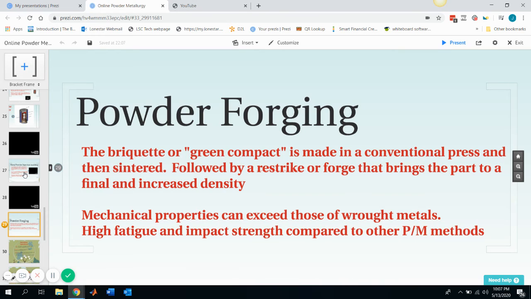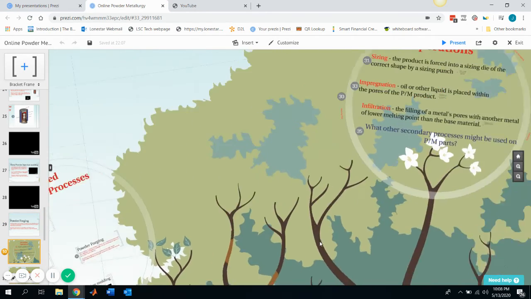Now, another process of compaction is called powder forging. And this is actually a process that can happen after a normal conventional compaction process occurs. In this process, this briquette or green compact again goes through a normal press and then it's sintered, but then right after it's restruck or forged again, and this brings it to a final and increased density. So it brings it to a lot higher density than what would normally happen. And in this case, you can have very high mechanical properties, high fatigue and impact strength, particularly compared to other powder metallurgy methods.